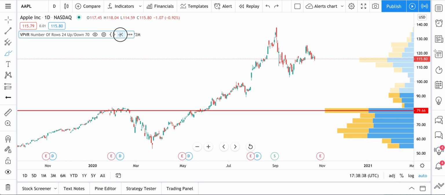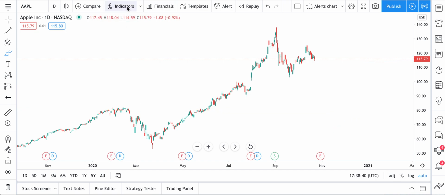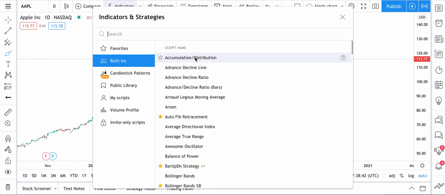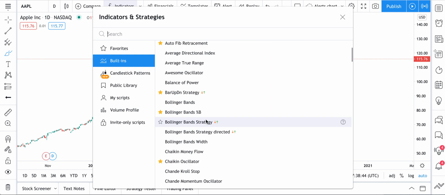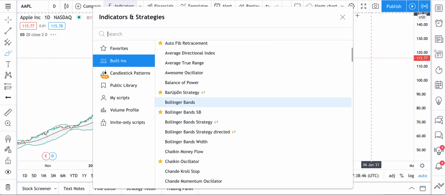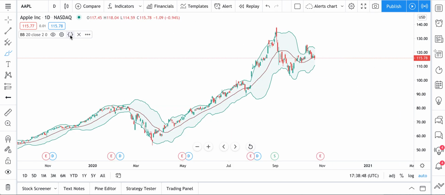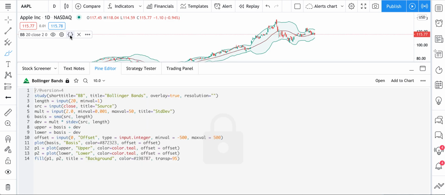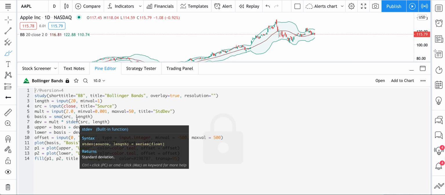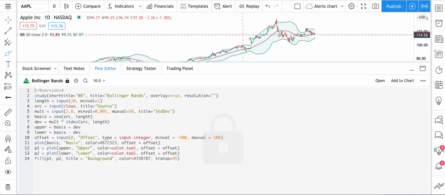And just as one more example, with built-in indicators and strategies, sometimes you will be able to examine the source code. So for example, we can go to Bollinger Bands, click source code, and there it is, the basics of the Bollinger Bands and as they're displayed on this chart.